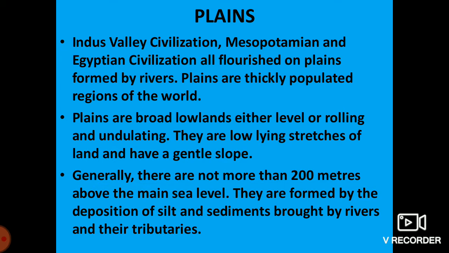Undulating means smoothly rising and falling in outline. So it's smoothly rising and smoothly falling on a leveled surface. It stretches with a gentle slope. The plains are not more than 200 meters above mean sea level. They are formed by the deposition of sand, silt and sediments which are brought by the rivers and their tributaries. Tributaries are the rivers which join the main river.